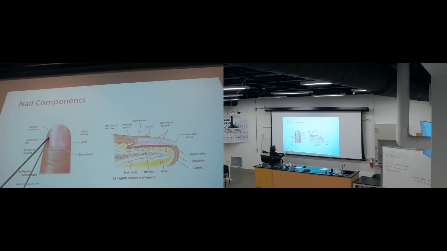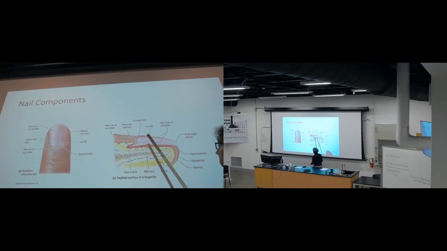So here is the view of the nail components. This broad portion is the plate. Then you have a medial fold medially, a lateral fold laterally, and here we have the eponychium, which is basically a portion of skin that we know as cuticle, colloquially, that protects the nail root, which is underneath this skin. And this is the lunula that represents actively growing cells.